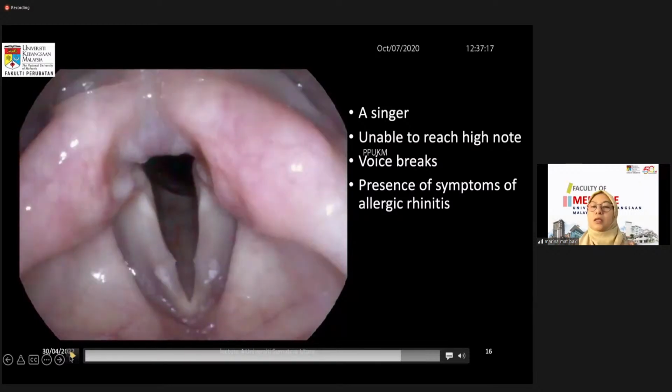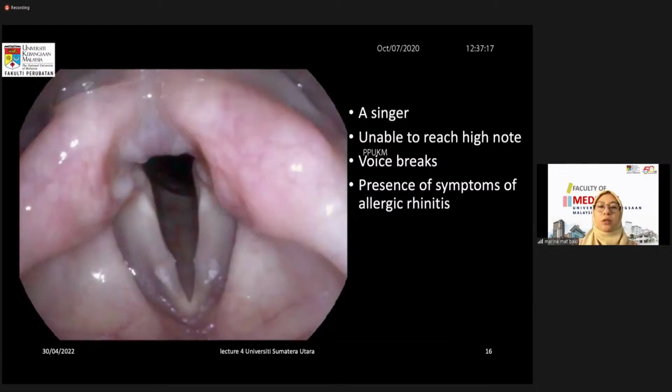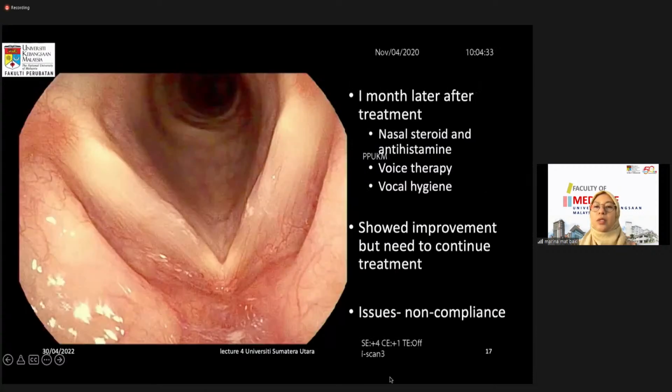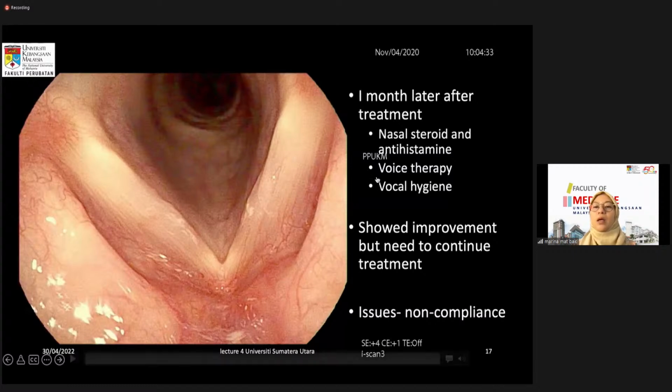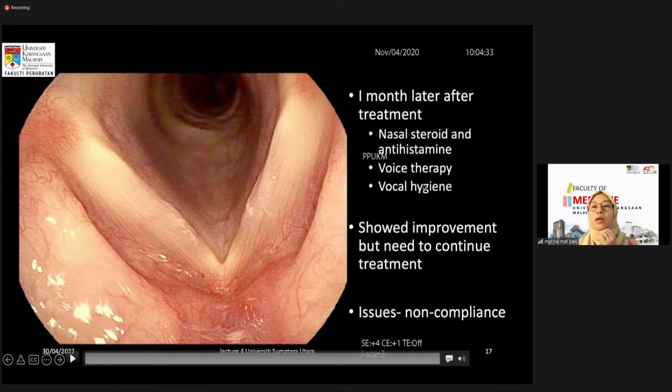Now the hourglass closure is more marked when the patient does high pitch. So no wonder she can't go high notes, because the vocal fold mucosal wave becomes asymmetrical on high pitch. So she was treated with allergic rhinitis treatment and sent for voice therapy to the SLP, and educated on vocal hygiene. And this is 1 month after the treatment.